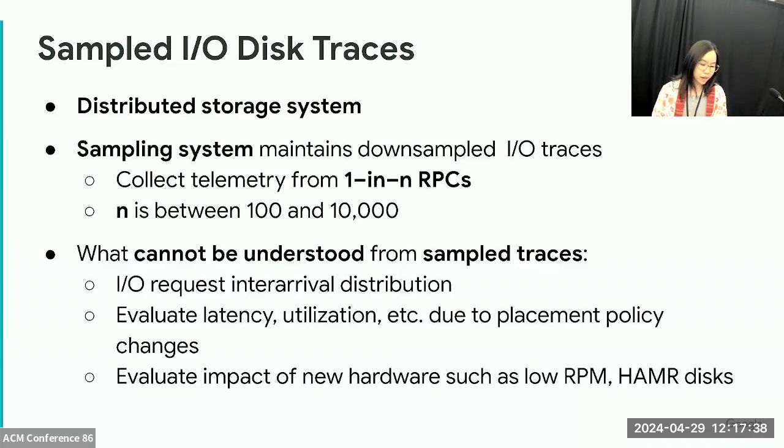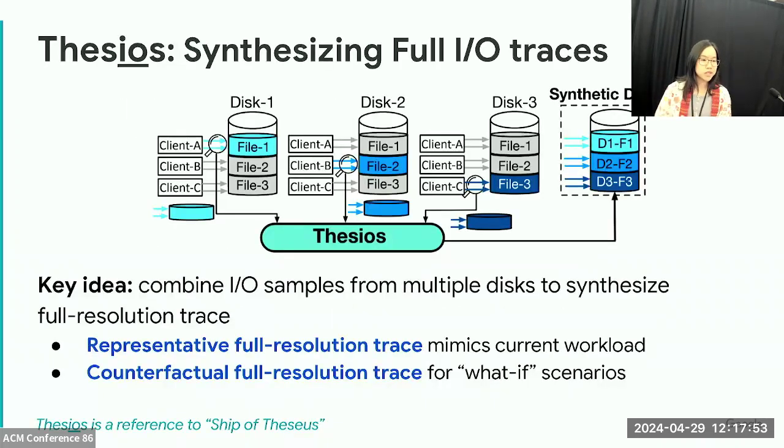For example, we cannot get I/O request inter-arrival time, or we cannot evaluate changes such as data placement policy changes, or what is the effect if we use new hardware in our data center. So we built Thesios, a methodology that allows us to synthesize I/O traces that are both representative, that can capture the current workloads that we have in our data center, but also able to synthesize counterfactual traces that will enable us to perform various what-if analyses.